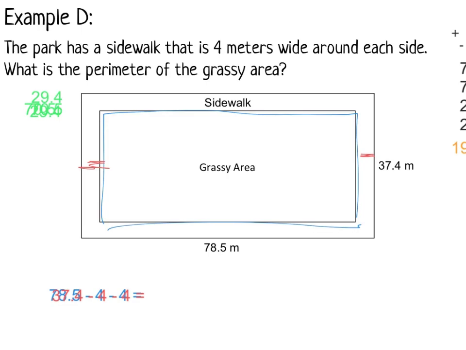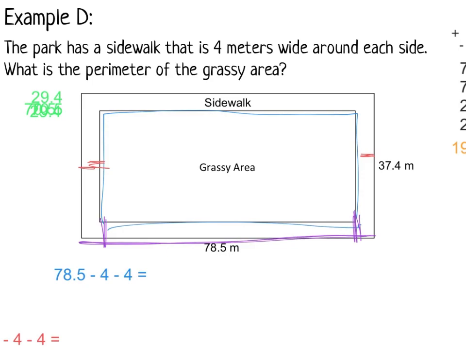Well, good news. If I know that the one measurement along the bottom is 78.5, so that 78.5 goes all the way across. But I only want to cover up to here for the grassy area. So I know the sidewalk is on each side, and the sidewalk is 4 meters. So if it's 4 meters on both sides, I can take my 78.5, subtract 4 for one side of the sidewalk, subtract 4 for the other side of the sidewalk, and when I do that, I end up with 70.5. So if I know that this is 70.5, then I know the long side of my garden is 70.5.